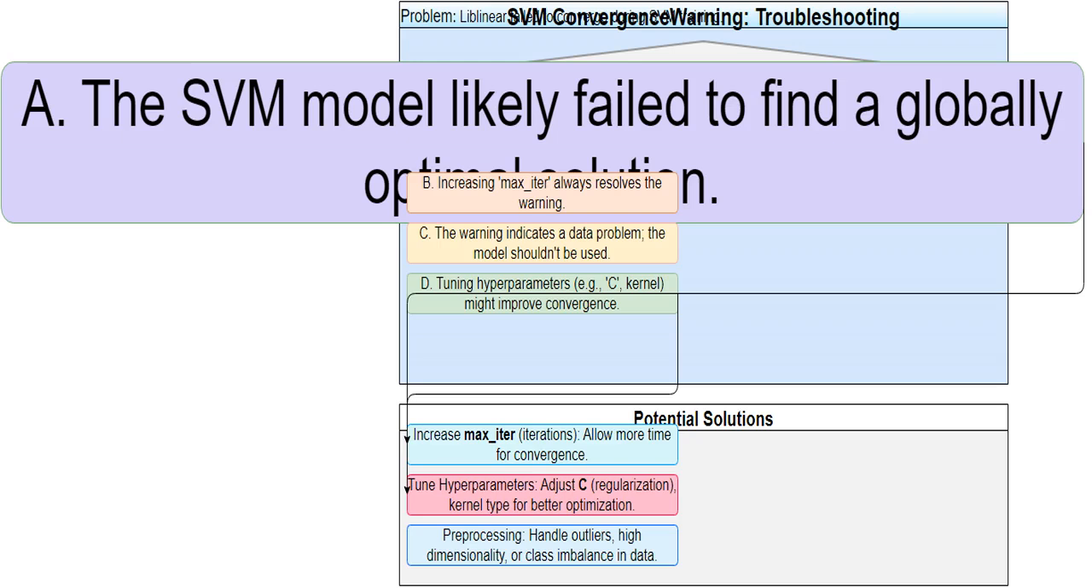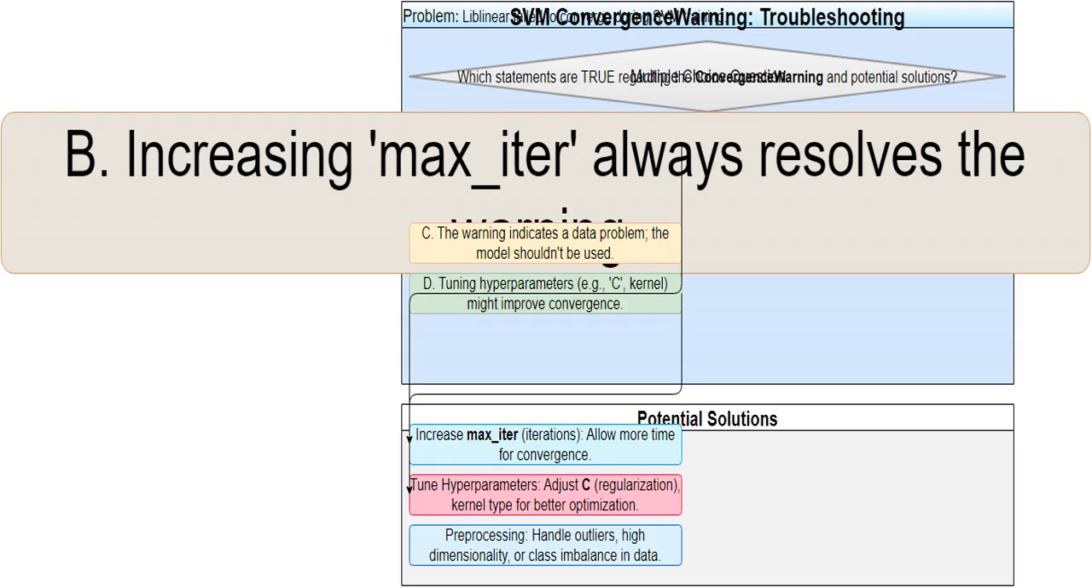This is likely true. Failing to converge means the algorithm didn't find the absolute best solution. However, remember, the solution might still be pretty good for practical purposes. It's just not mathematically perfect. I'd say this is false.